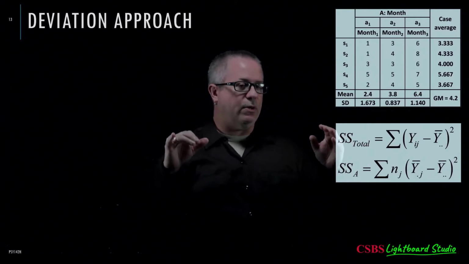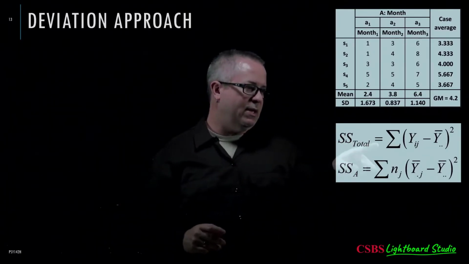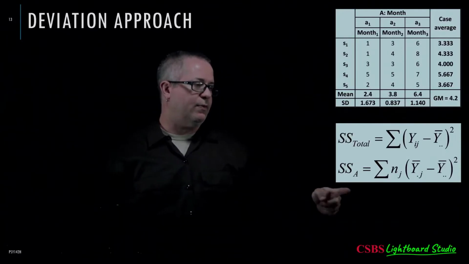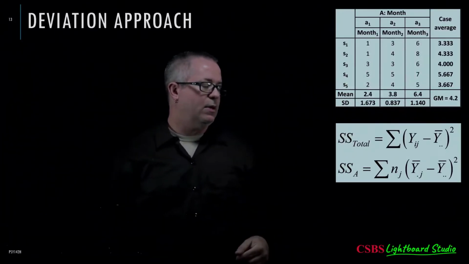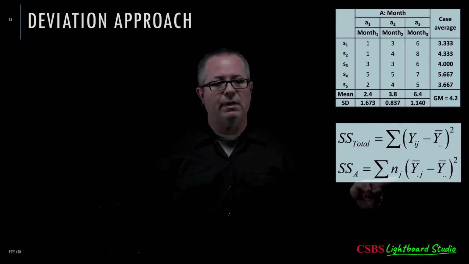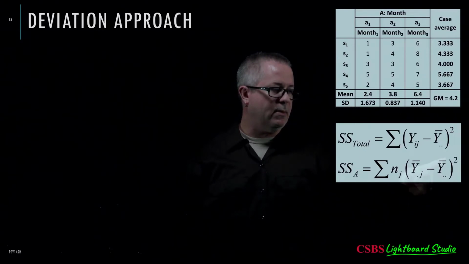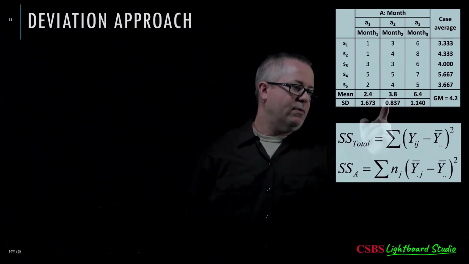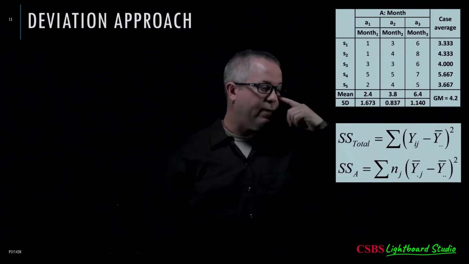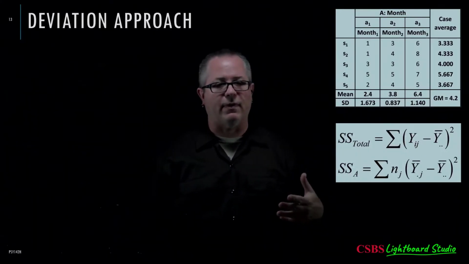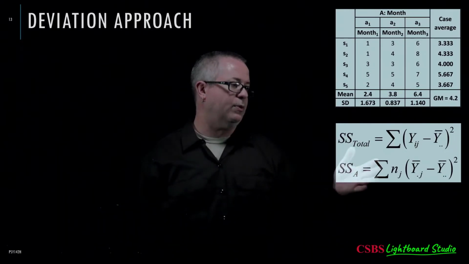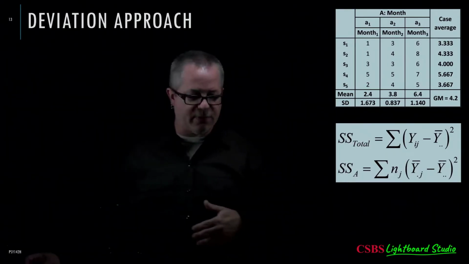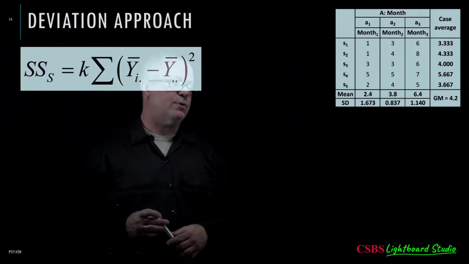That's the same whether you're doing it as between groups or repeated measures. These two you calculate exactly the same. There's no difference. You just take every score around the grand mean for total. And for the effect of A, which is our month thing across here, I'm going to take the mean of each level and subtract the grand mean from it, square it, and multiply by n. So we're talking about 2.4 minus 4.2 squared times 5, 3.8 minus 4.2 squared times 5, 6.4 minus 4.2 squared times 5. That's what you're going to get, and you do this whether you're doing between groups or repeated measures. Same approach. Okay?